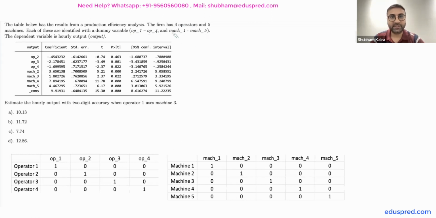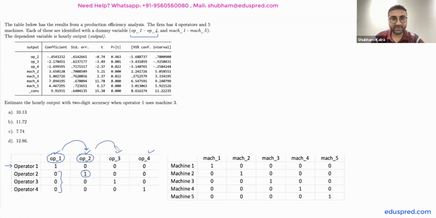Okay, so for the operators, we have these 4 dummy variables. So I've listed these dummy variables over here. The first dummy variable is named OP_1, and because it is named OP_1, this dummy variable will give the value 1 if we talk about operator 1, and it will give the value 0 to all the other operators. Okay. Similarly, the second dummy variable is defined as OP_2. So that's the name of your second dummy variable. It is going to give the value 1 to the second operator and 0 to all the other operators.